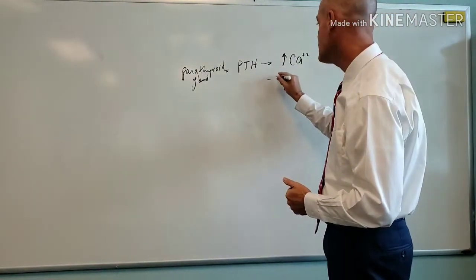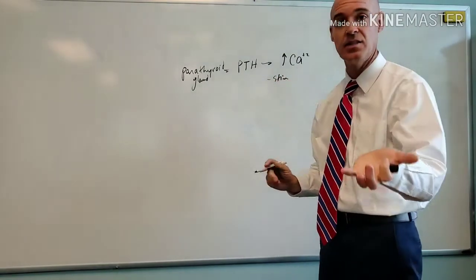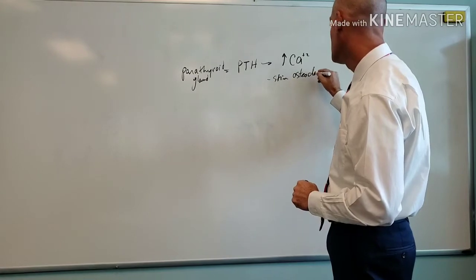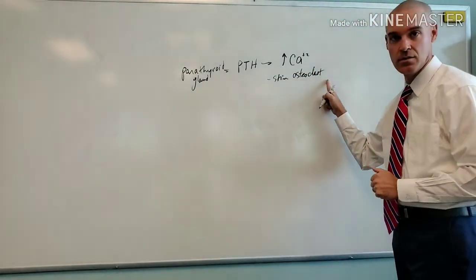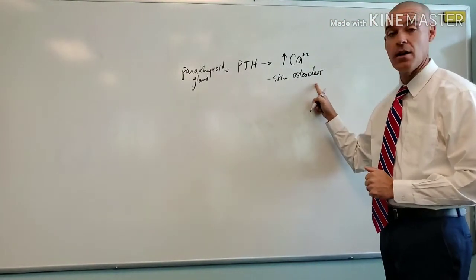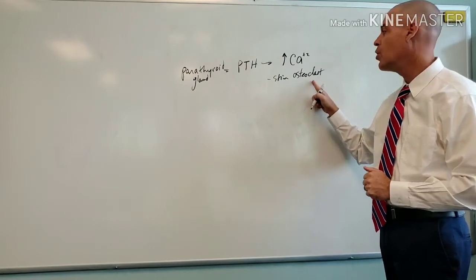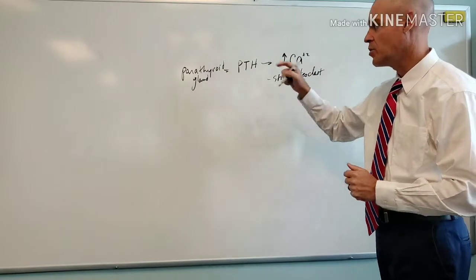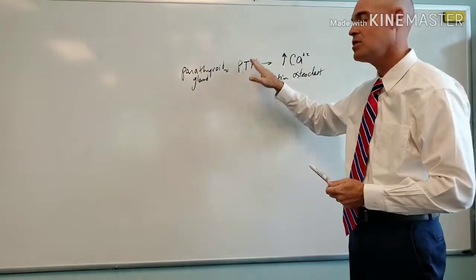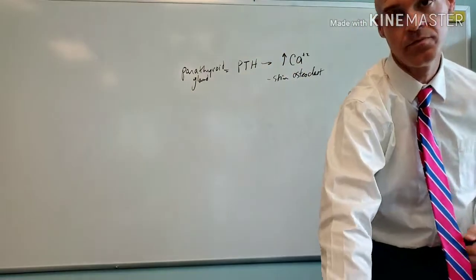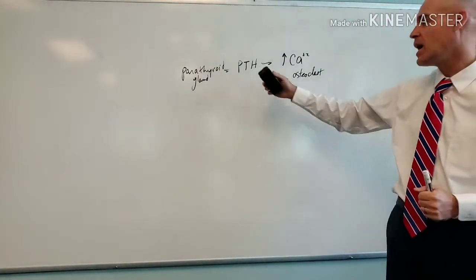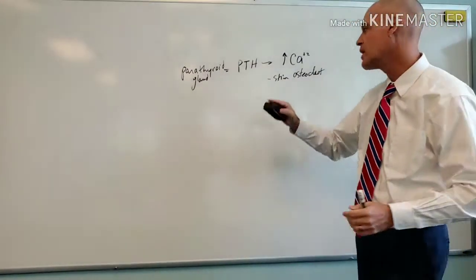So what's it going to do? It's going to stimulate the opposite cell. It's going to stimulate the osteoclast, okay, which is basically a macrophage. It's a bone resorbing cell. Okay, so remember, PTH is another calcium homeostasis hormone. Okay, PTH would fall under the peptide category as well. Peptides are a very big category.